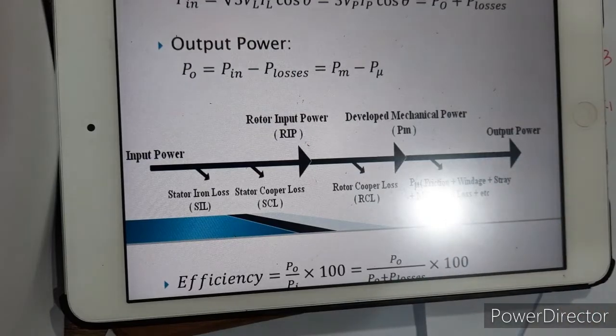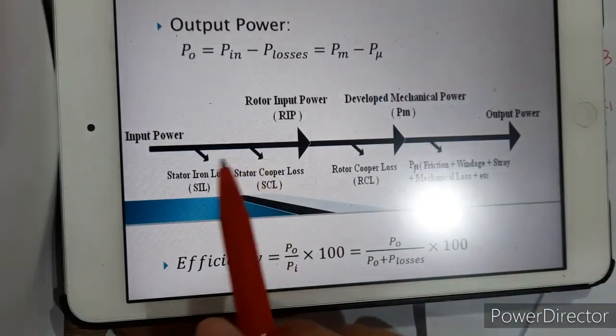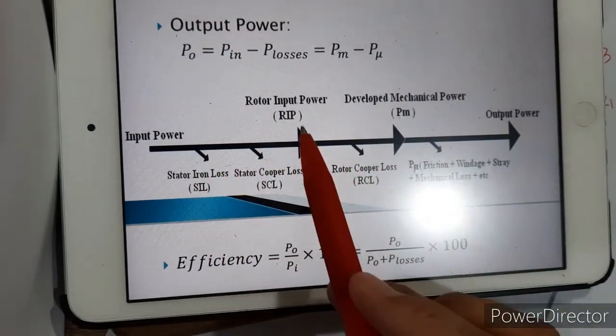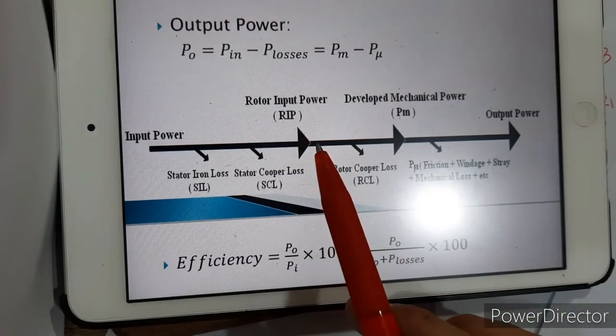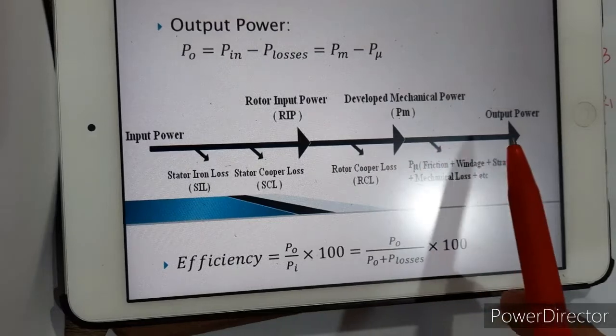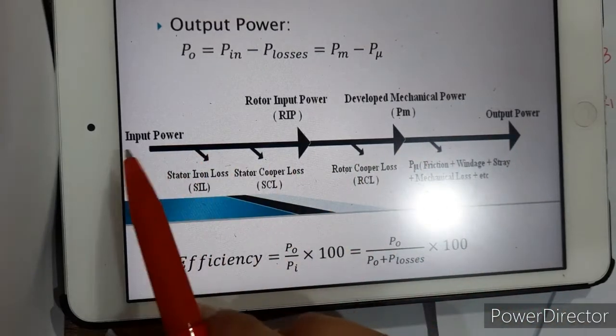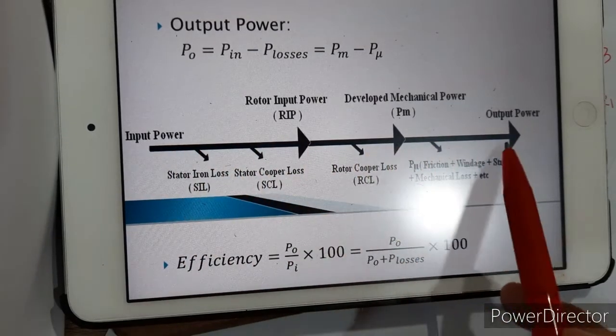Okay, so this is the losses. RIP and PM are the useful power, which is the power that we use for the motor, starting from this one and this one.